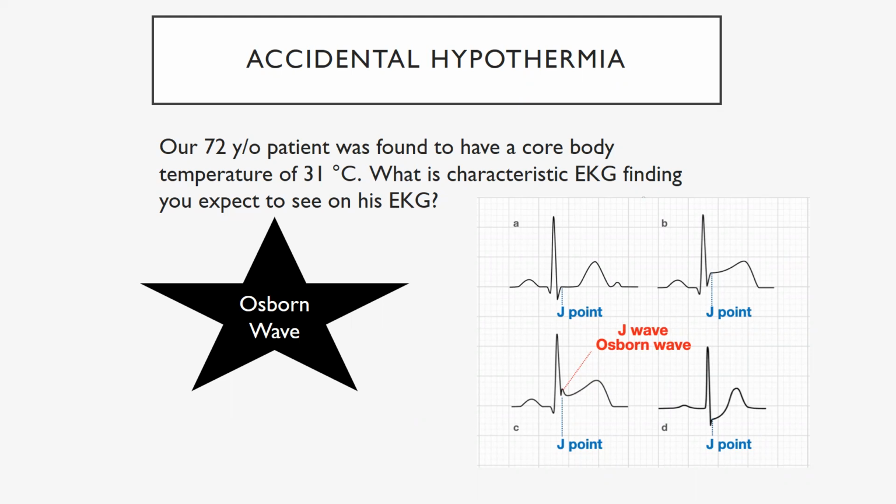Now it's likely due to early repolarization or delayed depolarization secondary to the hypothermia. That's what causes these Osborn waves. When you see this, you want to think of hypothermia, but they're not pathognomonic. So keep that in mind. If you see it, you should have a high suspicion, but they're not pathognomonic.